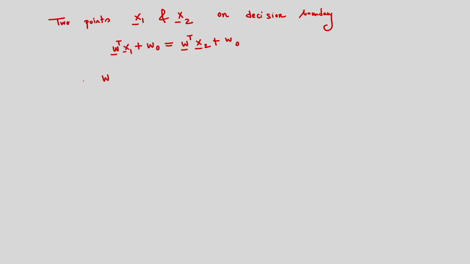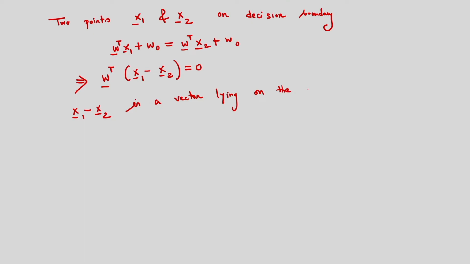So from this equation I can write w^T (x1 - x2) = 0. That is the equation of the decision boundary, and here you can see it is the inner product between w and x1 - x2. This vector x1 - x2 is a vector lying on the decision surface.